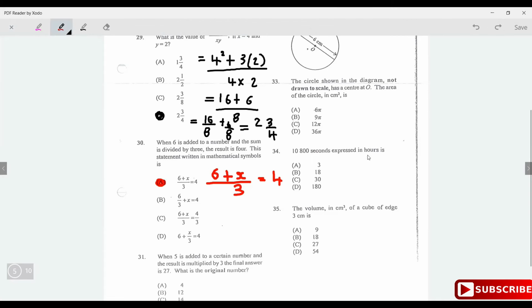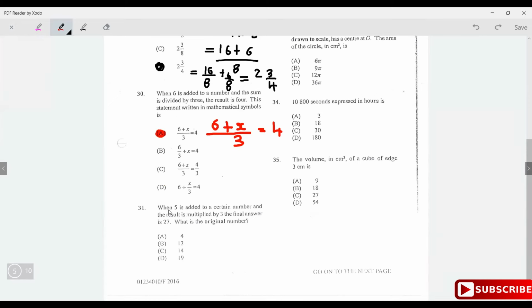Moving right along. Question 31. It says when 5 is added to a certain number, let's call it y, the result is multiplied by 3. So we put a bracket around it and multiply by 3, and they said the result is 27. So this is what we have. Easy question. What is the original number?